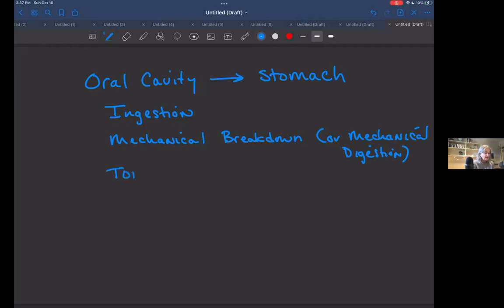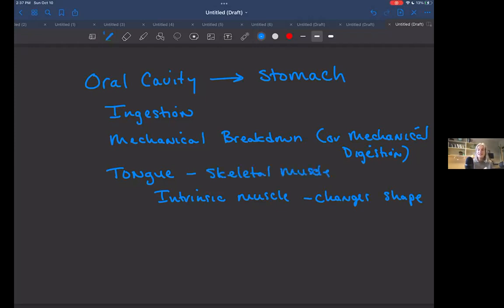So we have the tongue located in our oral cavity, and it has two different types of muscles in it. The intrinsic muscle changes the shape of the tongue. This is all skeletal muscle. This intrinsic muscle changes the shape, and it is actually not attached to the skeleton. It's not attached to your jaw or your hyoid or anything. It just allows the shape, so your tongue can get thick or get thin.